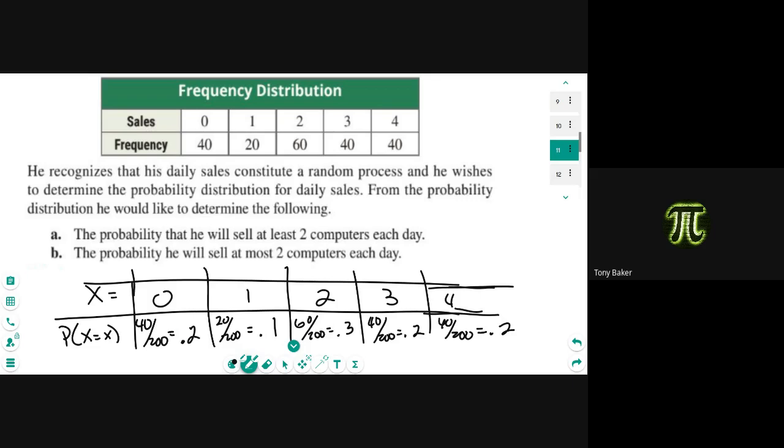If you added those 2 together, you're going to get over 1 because they are not mutually exclusive. They overlap. The 2 is in both of them. Okay. So at least means 2 or more. If it's a greater than 2, I would have only been looking at 3 and 4. So the wording really, really matters in these.